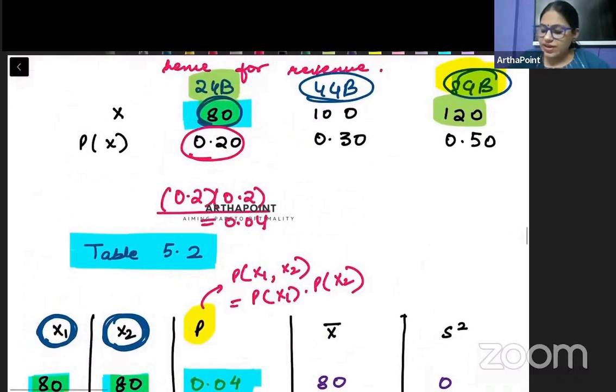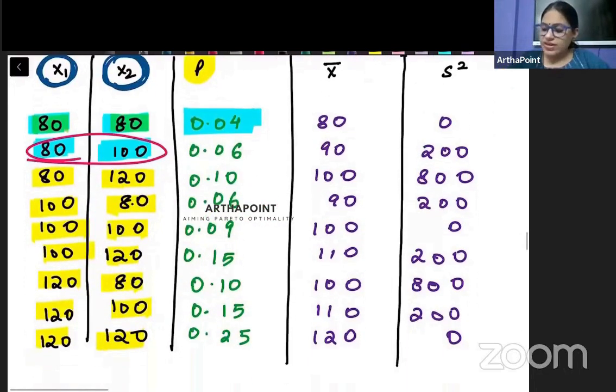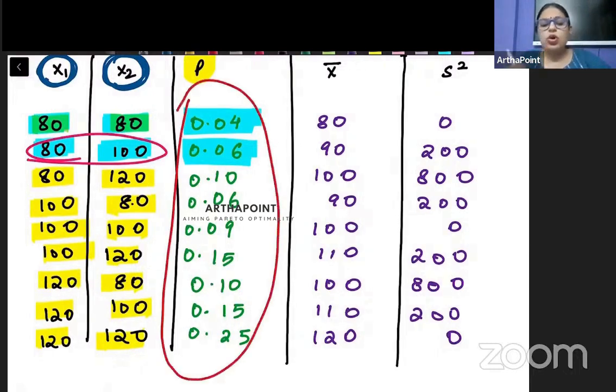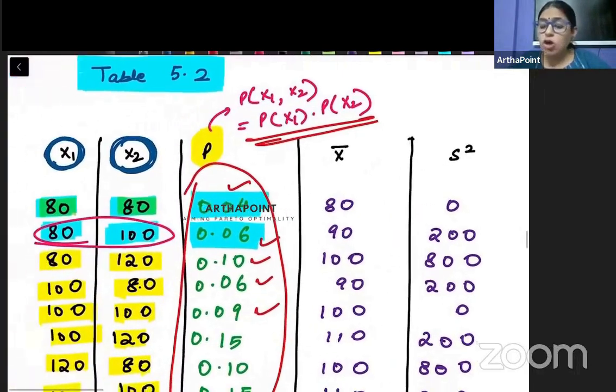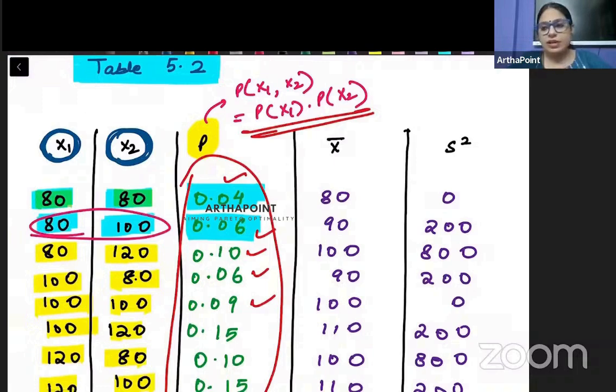So if I take 80 ka probability is 0.2 and 100 ka probability is 0.3, I will get 0.06. So if I see here, this is giving me 0.06. Now, in similar fashion, I have filled this entire column. यह पूरा का पूरा column is filled on that basis that you are picking up the probability of the first one into the probability of the second one, and that is giving you the joint probability, and I am able to multiply individual probabilities because these are independent events. So क्योंकि independent events हैं, I have been able to multiply them together.